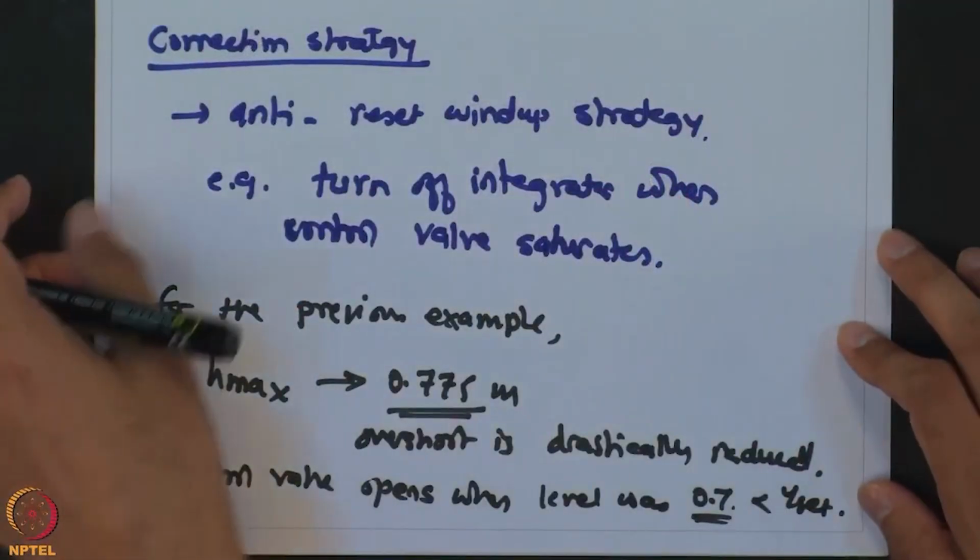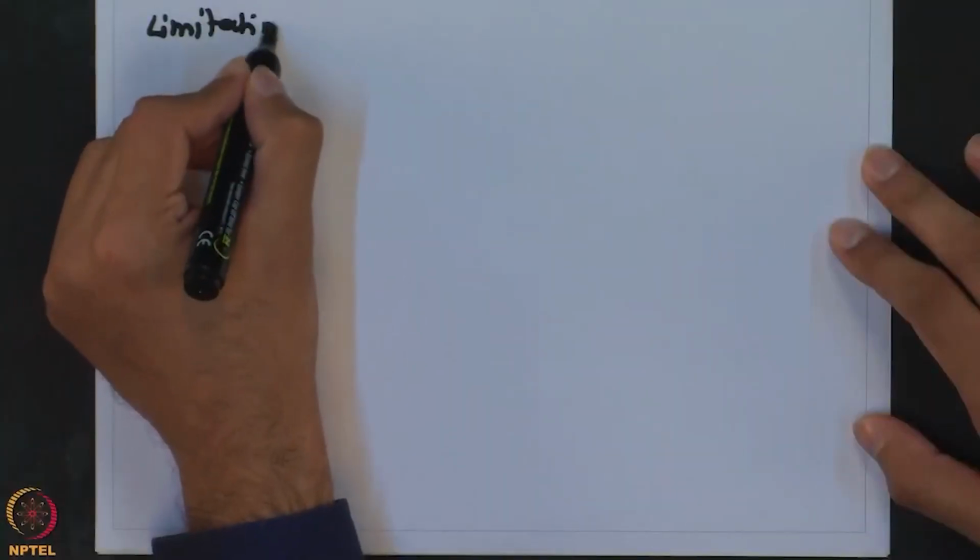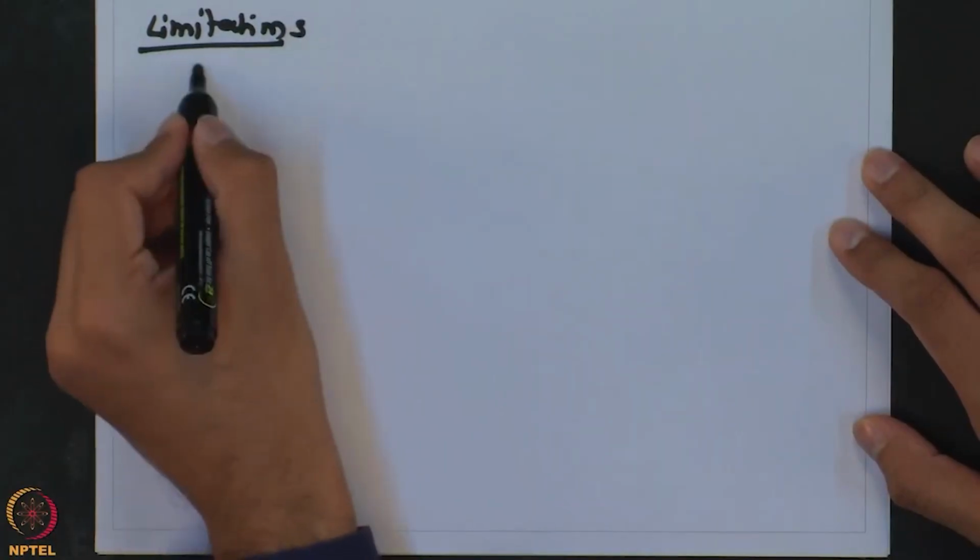So, that is the limitation of integral action, that in certain cases it may result in integral wind up. Whenever you have integral action as a part of a PI controller or PID control, you have to have some sort of anti-reset wind up strategy. One of those strategies is to just turn off the integrator whenever the controller saturates. So, let us now complete this analysis with the limitation of PID controller.